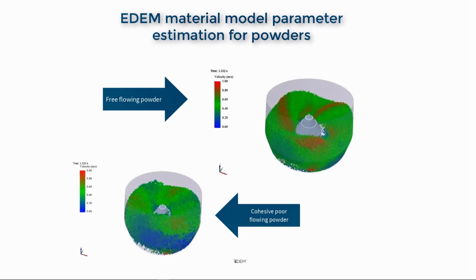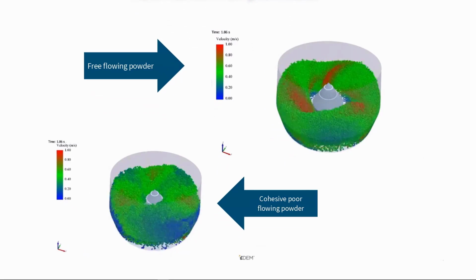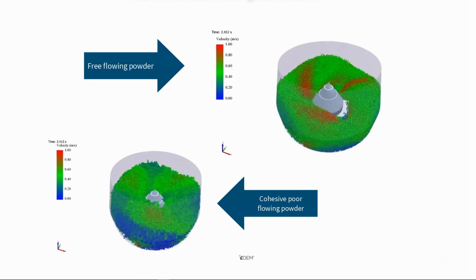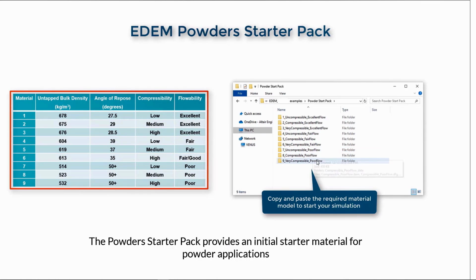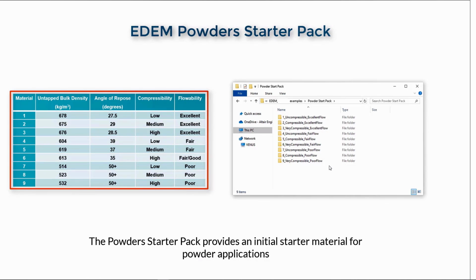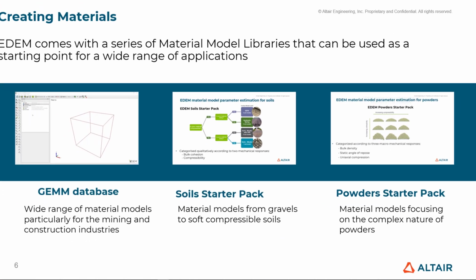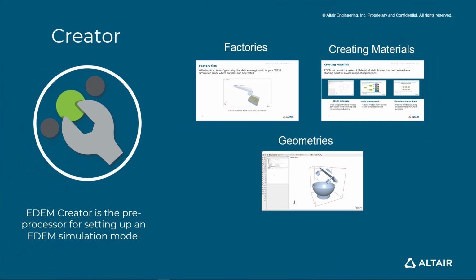In this video, you can visualize the difference in mixing a free-flowing powder and a cohesive poor-flowing powder. In the same way, you have different folders with all the 9 material models to choose from. And finally, to finish with the creator component, we have the geometries section.